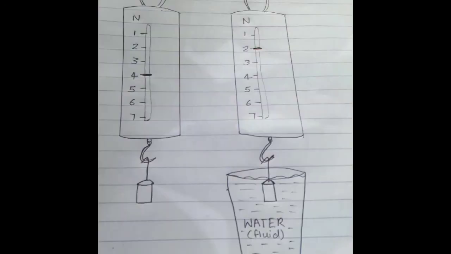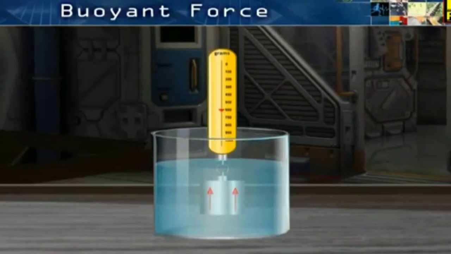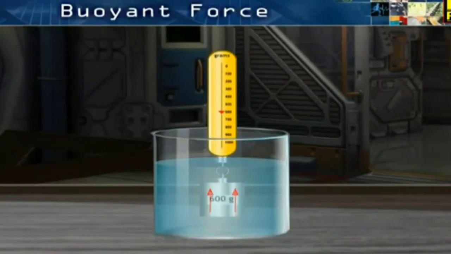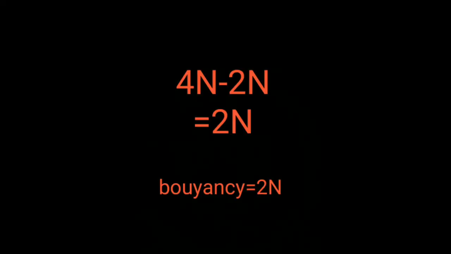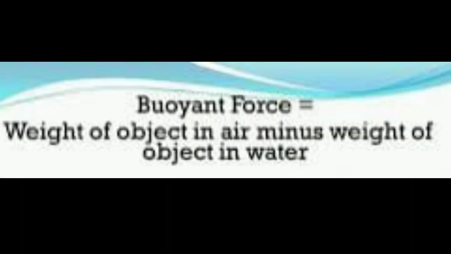Now we can look at another example. Here I measured the weight of a metal. It is 4 Newton. And next I put it in the water. I got 2 Newton. So to measure the buoyancy, we subtract the weight in water from the weight in air. So 4N minus 2N is 2N. So the buoyancy acting on the metal is 2N. This way we can measure the buoyancy.